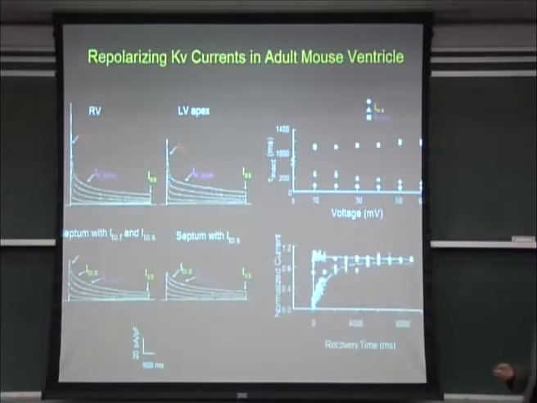In addition to inactivating with different time courses, these currents also recover from inactivation with markedly different kinetics. So the fast transient current, which inactivates rapidly, also recovers from inactivation very rapidly. And both the slow transient current and the delayed rectifier current recover slowly from inactivation. Another argument that these are in fact distinct molecular entities that encode these different channels.